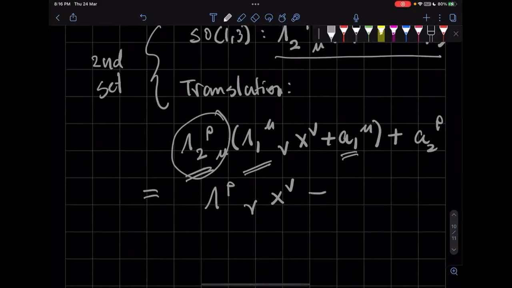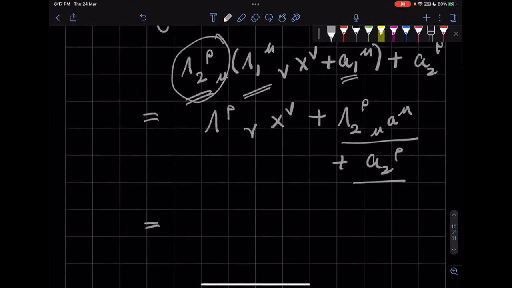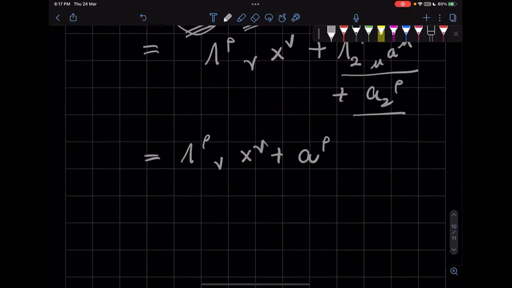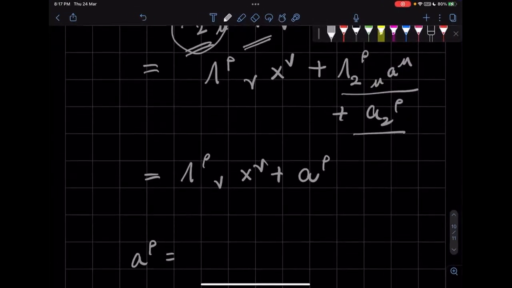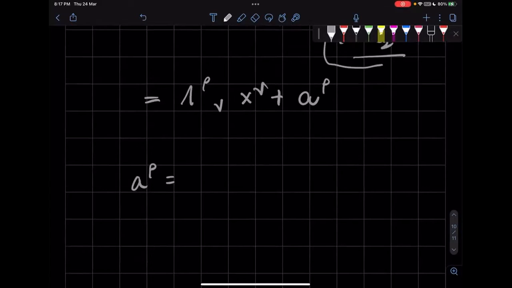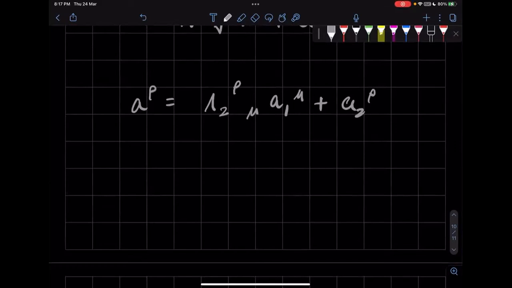So we have Lambda 2 rho mu A1 mu plus A2 rho. But this guy plus this guy is a translation, right? Because it doesn't have an x dependence. So we can write this as Lambda rho nu x nu plus A rho, where A rho is defined to be Lambda 2 rho mu A1 mu plus A2 rho. So from this, we figure out the multiplication rule for the Poincaré group is this.